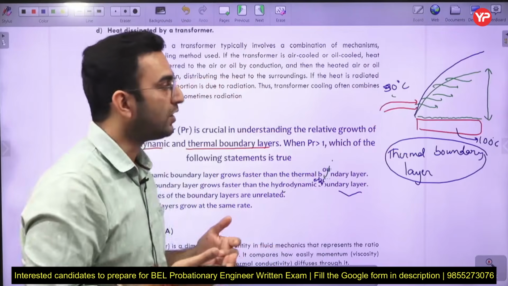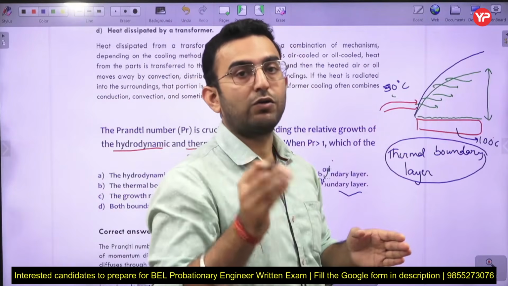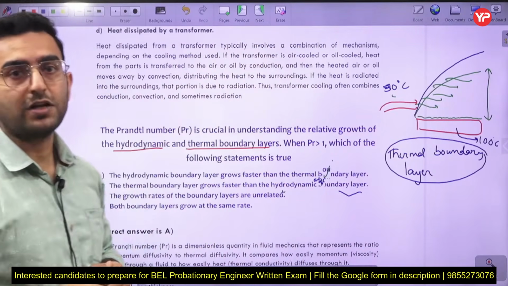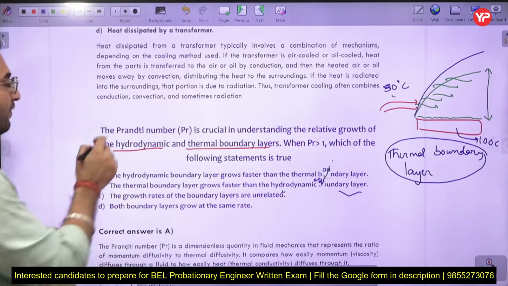Okay, so you will observe that in the normal direction, just like the velocity gradient, we are also going to observe the temperature gradient here. Due to this, the thermal boundary layer is going to be formed. Now here in this case, we have a Prandtl number.